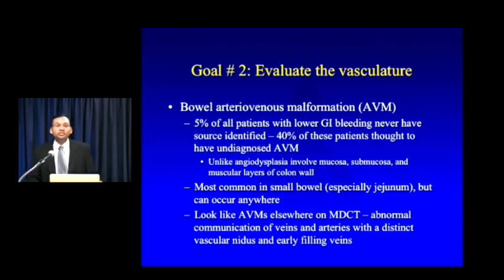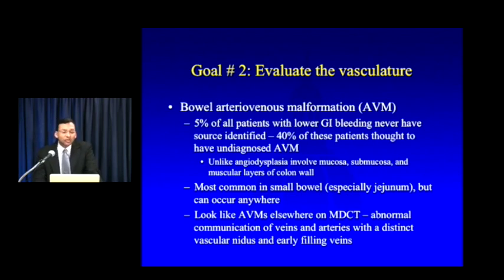in my experience, I've diagnosed this most often in the rectum. And I don't know if that's anecdotal, maybe it's because we're more likely to look at the rectum carefully, or maybe this is really a place where it's unusual, where it's more common. Now, AVMs in the bowel look just like AVMs elsewhere. You're looking for an abnormal communication of arteries and veins, a vascular nidus, and an early draining vein.